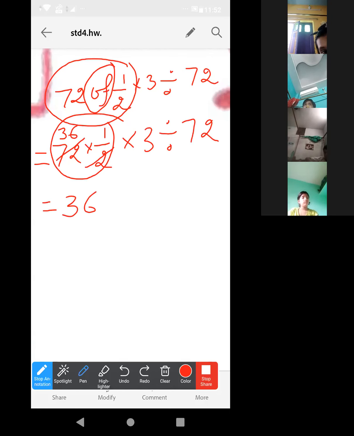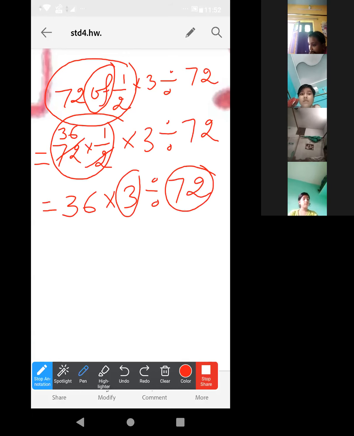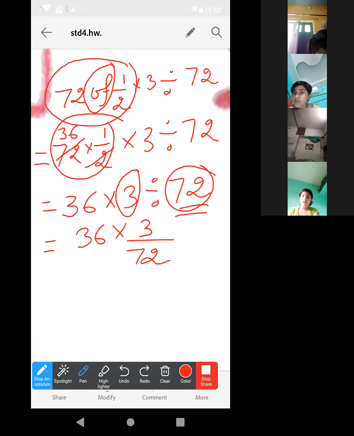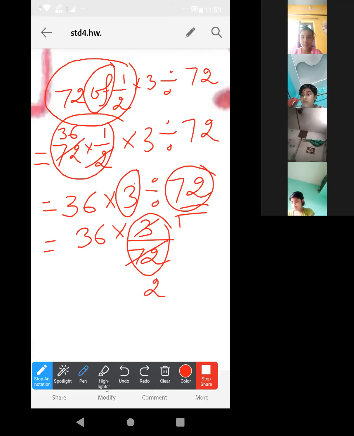So 36 into 3 divided by 72. Now again 72, we have to divide 3 by 72. But 72 is greater, Tom. So what will be 36 into 3 by 72? Now we can do cut cancellation by 3: 3 1s are 3, 3 2s are 6, 3 4s are 12, so 1 by 24.